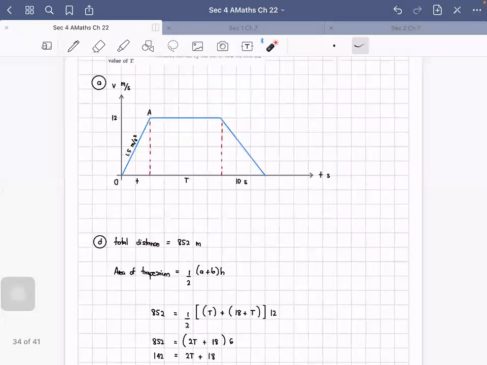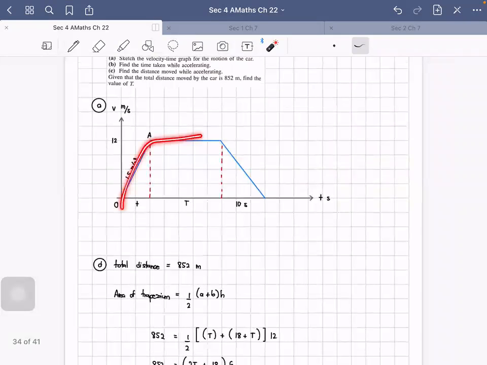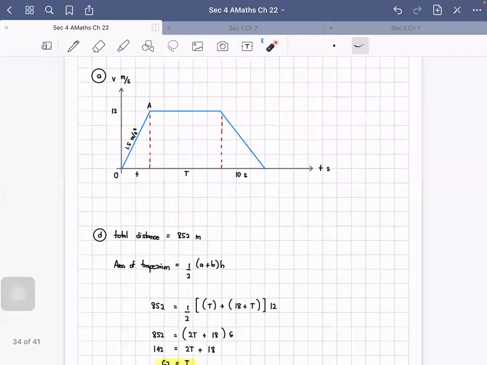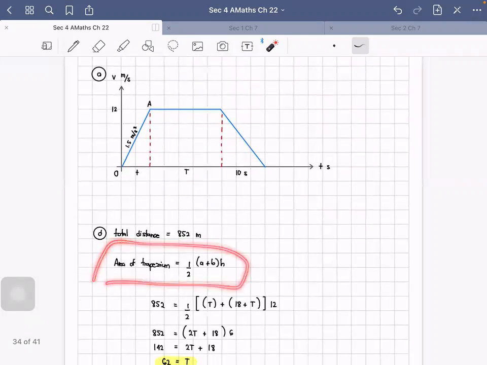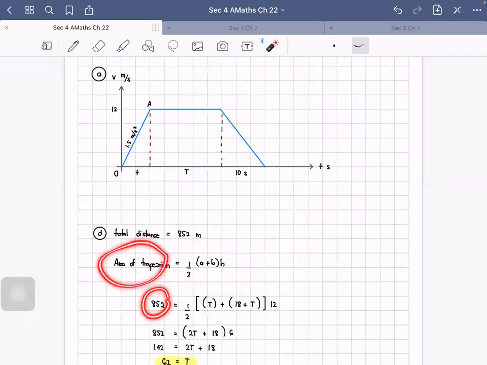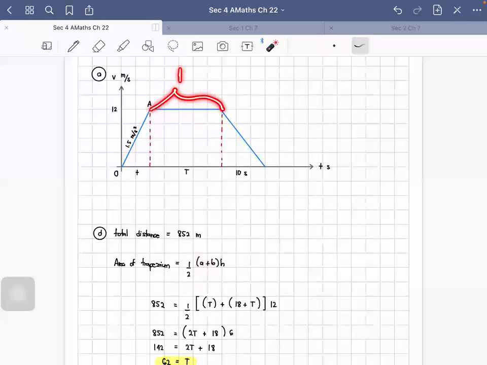So for letter D, the total distance is 852. That's also the area under the graph. The area of a trapezium is equal to 1 half (a plus b) times height. So this one is 852. Then what is A? A is T. This is T, right? And then what is B? B is this. We know that T here is 8 seconds, right?